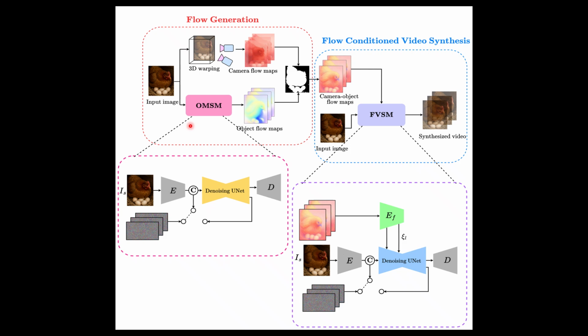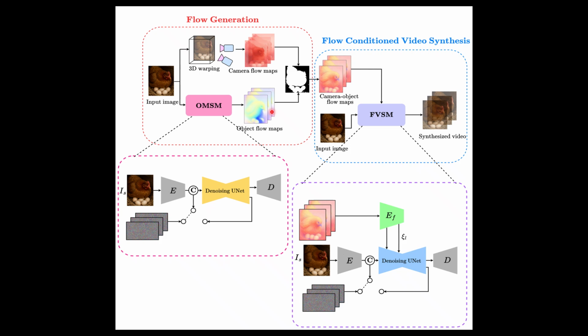But FloVD goes one step further. The system separates motion into two parts: camera motion and object motion. This separation is crucial because camera motion affects the entire scene while object motion only affects specific regions and pixels. To achieve this, FloVD uses a two-stage generation pipeline. The first stage generates motion information in the form of optical flow.